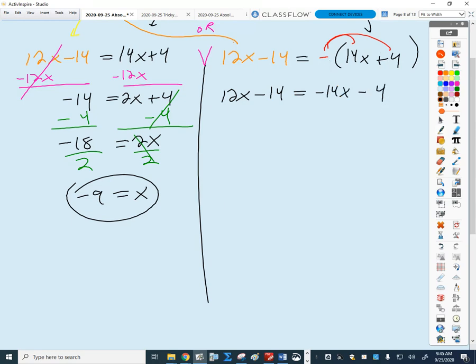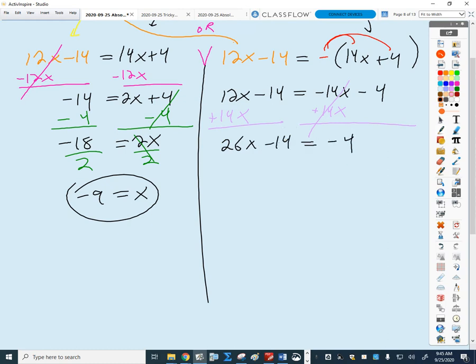Good job. Okay, so then Liam, which direction do I want to push the x's? Left or right? You tell me. What am I going to add to both sides first? Add 14x. Good job. We're going to push the x's to the left. So those cancel. I get 26x minus 14 equals negative 4.